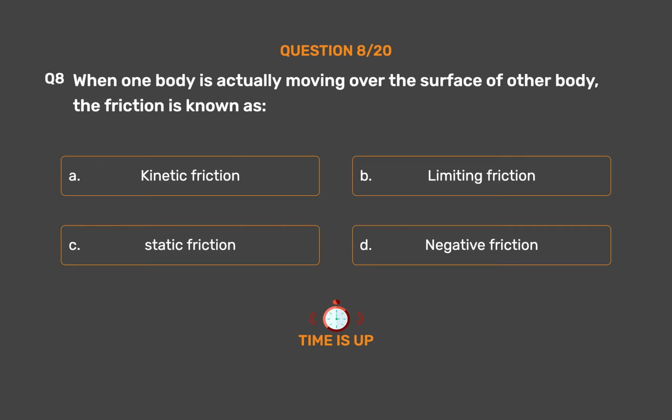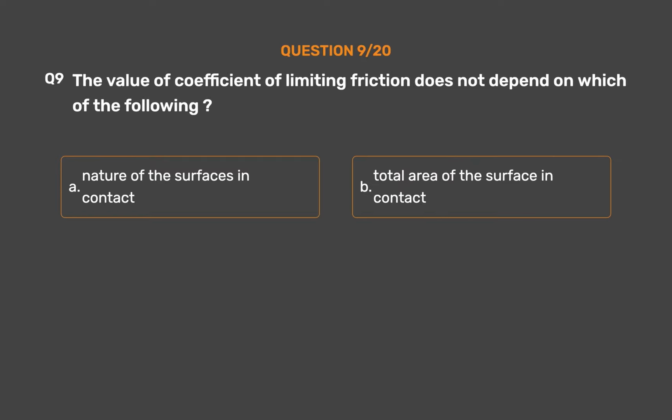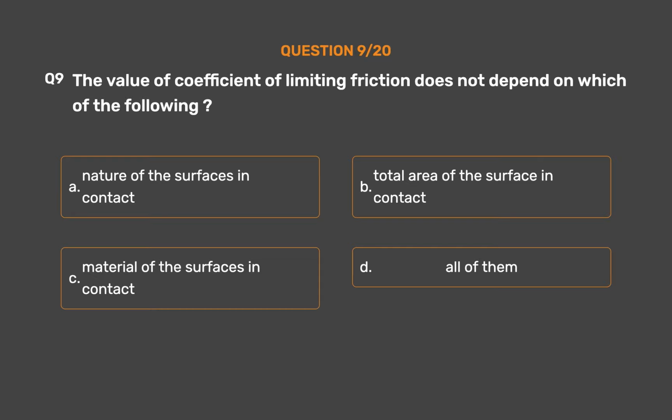The correct answer is Option A. Kinetic friction. Question number 9. The value of coefficient of limiting friction does not depend on which of the following? Option A. Nature of the surfaces in contact. Option B. Total area of the surface in contact. Option C. Material of the surfaces in contact. Option D. All of them.